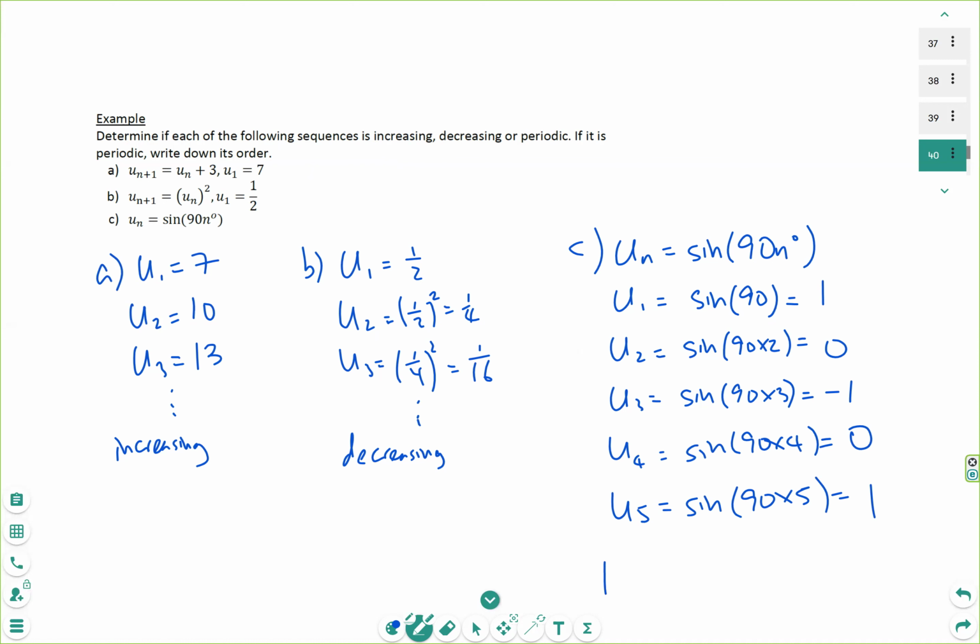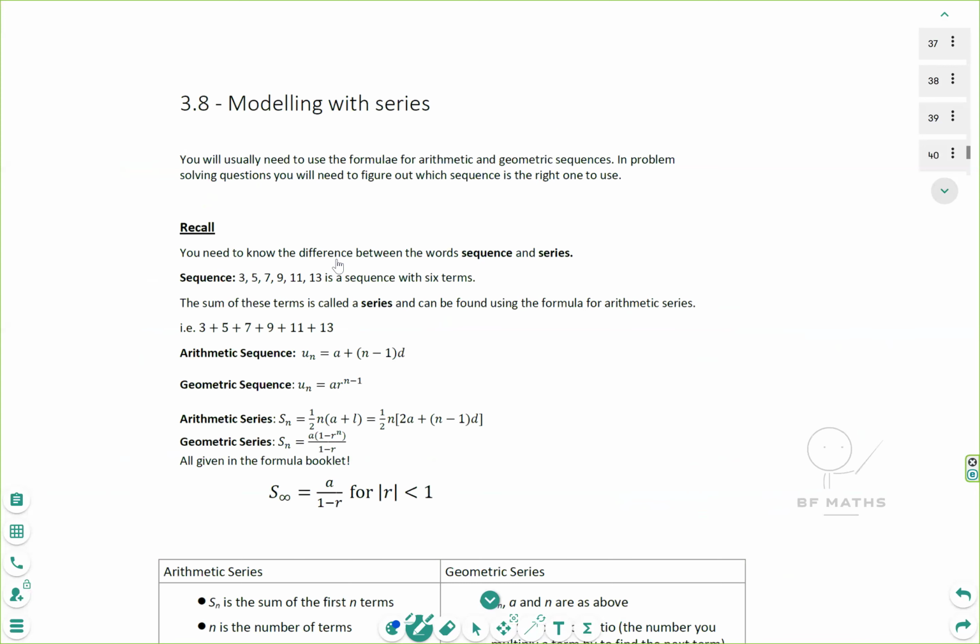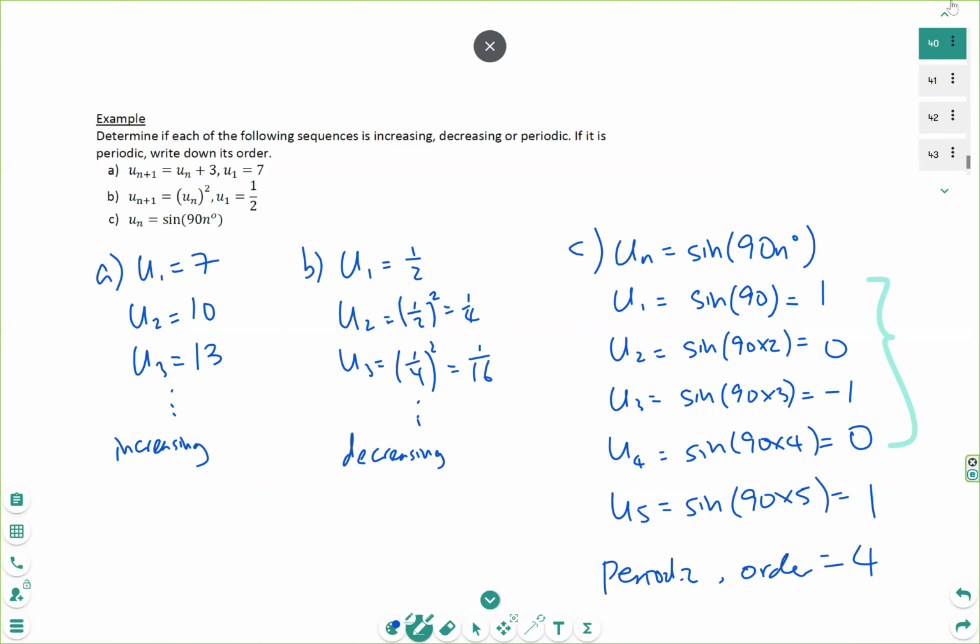So it is a periodic sequence. What's the order? It repeats every 4, so the order is 4. Okay, I hope that makes sense. So I believe that will be the end of the lesson.